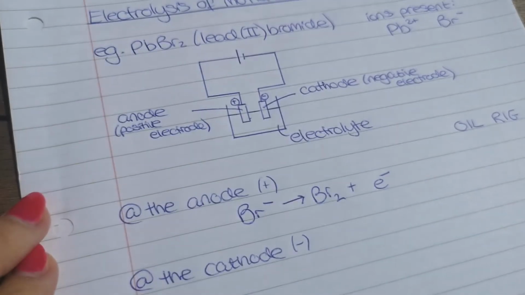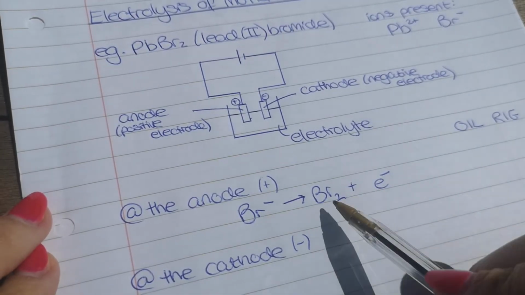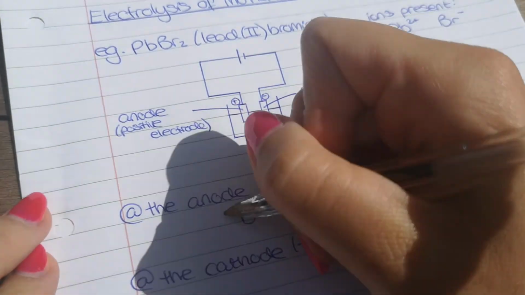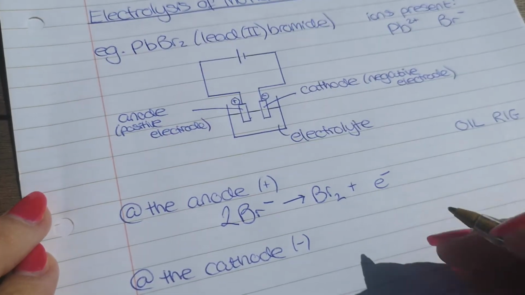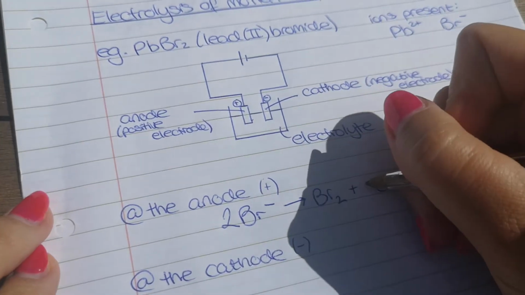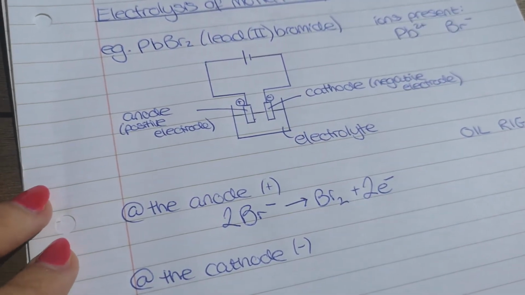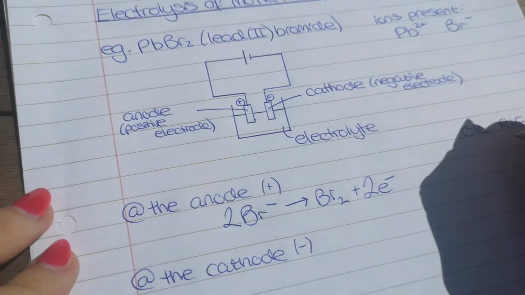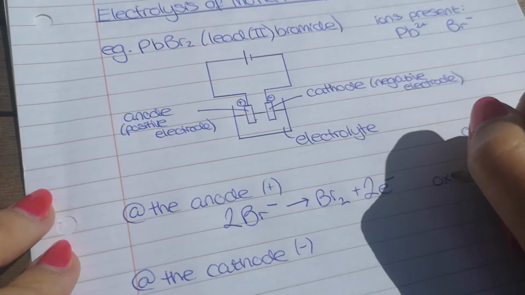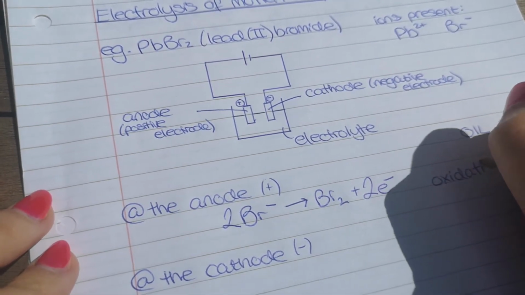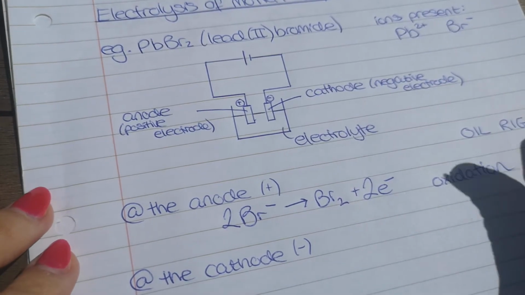Now you'll hopefully notice this is not balanced, so I've got 2 bromines here and only 1 here, so I want to pop a big 2 in front of there, and because each one has lost an electron, I'm going to have 2 electrons there. Now because that's loss of electrons, that is oxidation, because OIL RIG: oxidation is loss of electrons, reduction is gain.